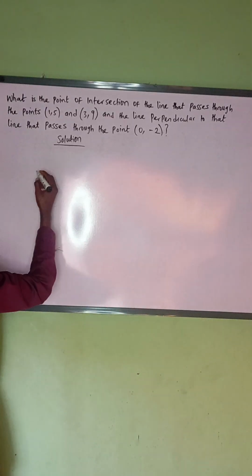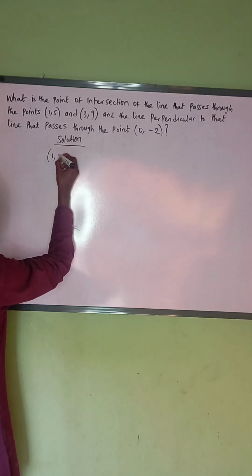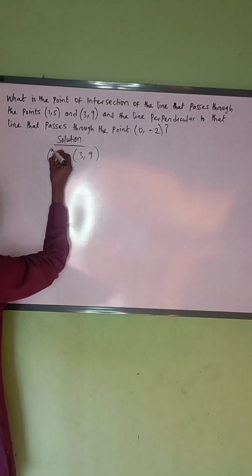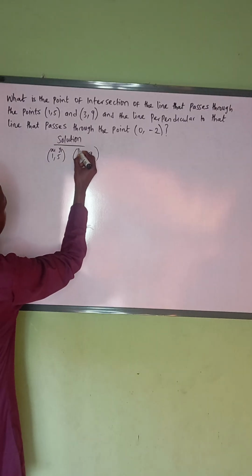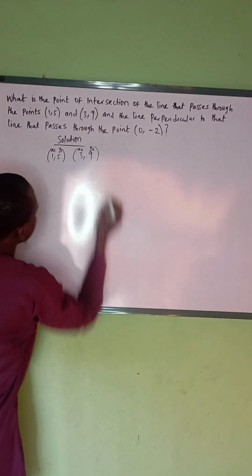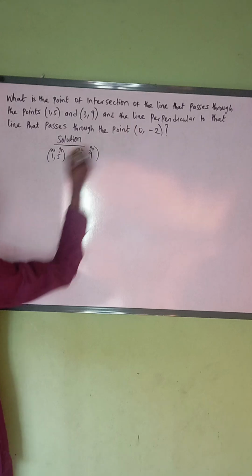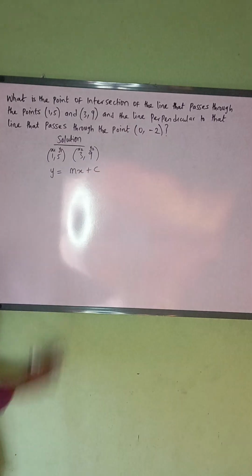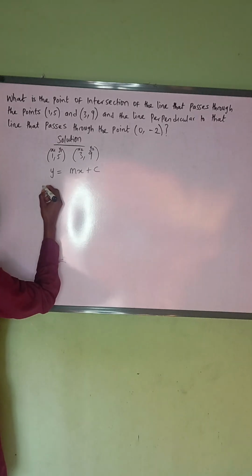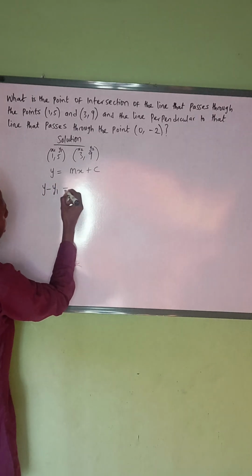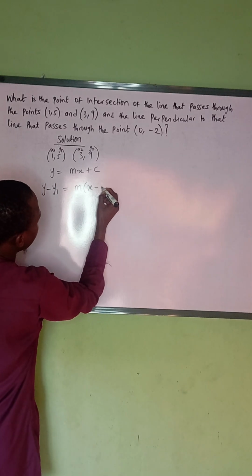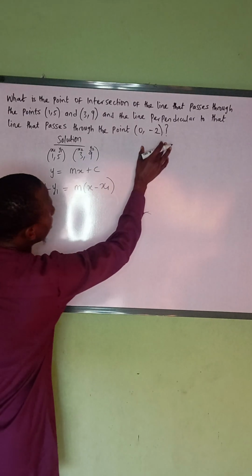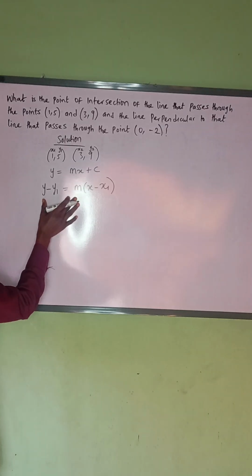Follow me. We are given the point which is (1, 5), and we have another point (3, 9). So this one is x1, this is y1, this is x2, this is y2. Now don't forget the equation of the line, which is y = mx + c. This is the general form of the equation of a line. Now we have the equation in the form y - y1 = m(x - x1). It passes through this point, which is in this one-point form.